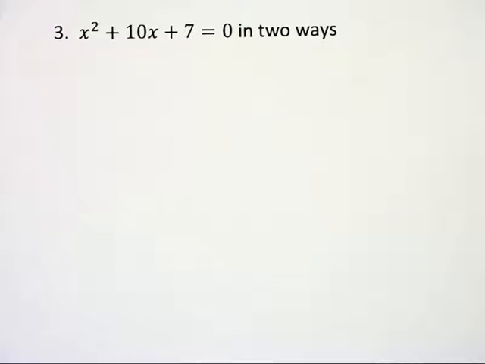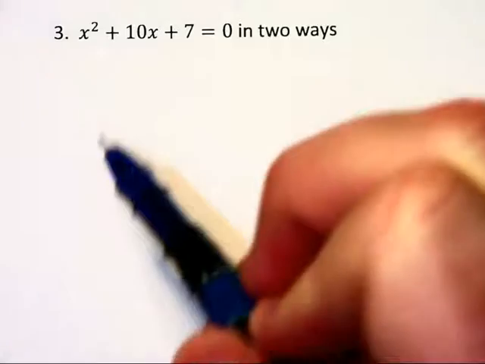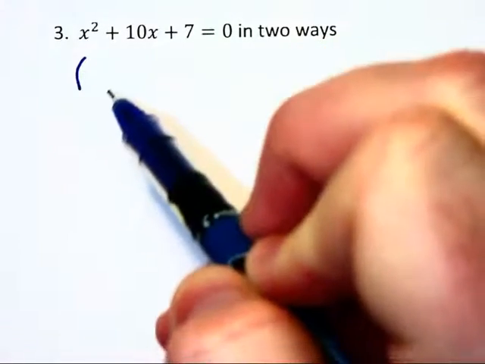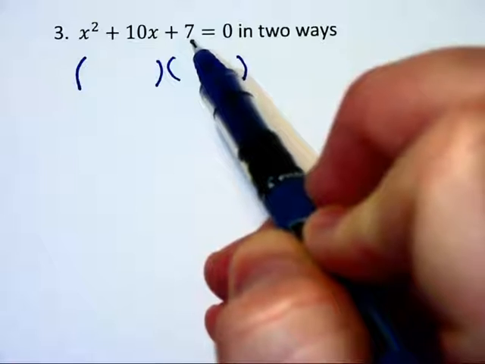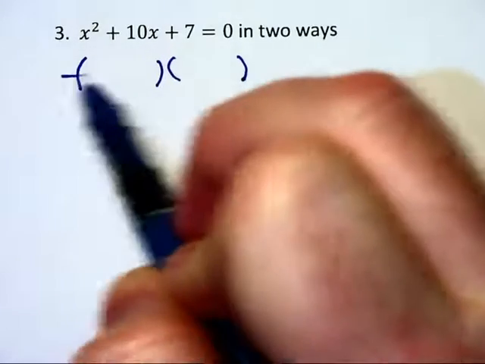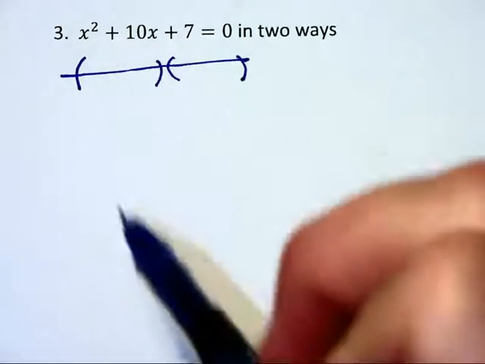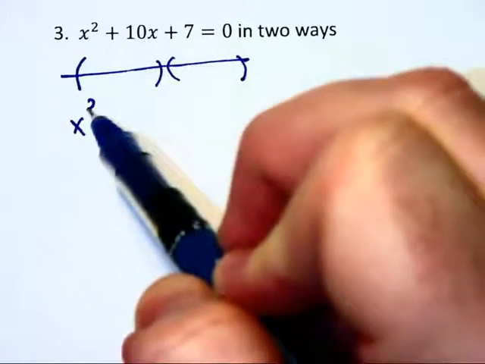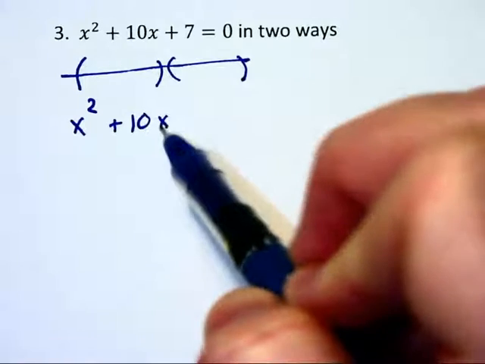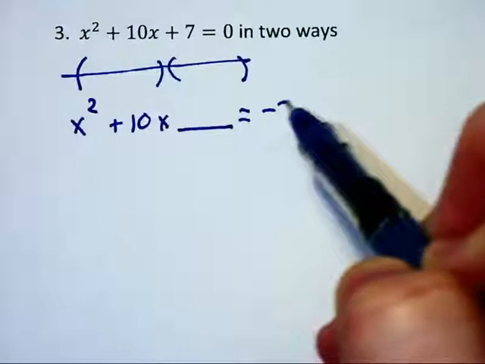For number 3, we're being asked to solve in two different ways, and the first way would be factoring, and I try that, but I don't have two numbers that multiply to 7 and add up to 10, so that is not a good approach. So I'm going to move on to completing the square. I will have x squared plus 10x, leave a blank, equals negative 7.